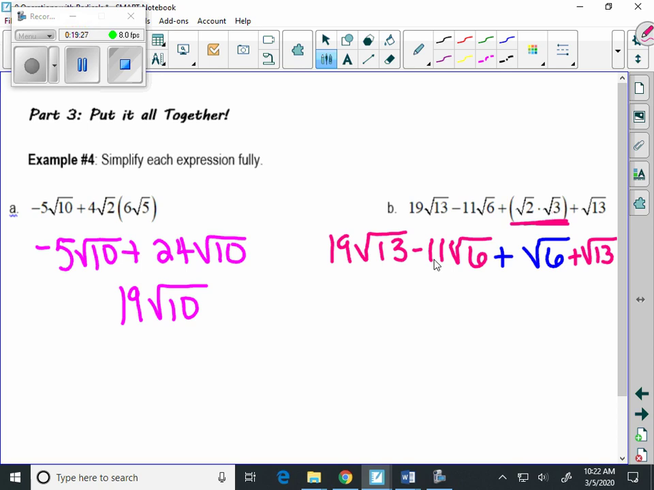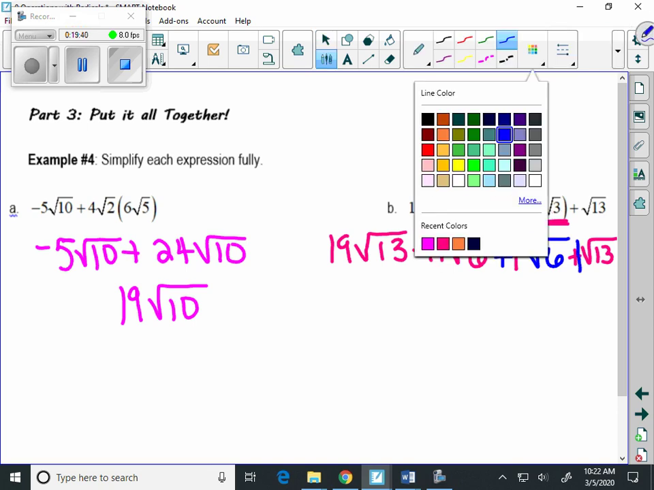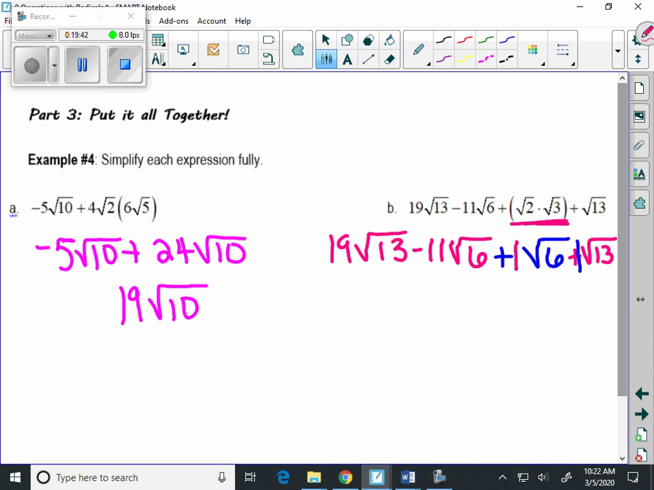Just a reminder once again, when there's no number written in front of the square root, it's a 1. Then what we want to do is identify the like terms. Well, 19 square root of 13 and 1 square root of 13 are like terms, and we add the coefficients. 19 plus 1 is 20 square root of 13.